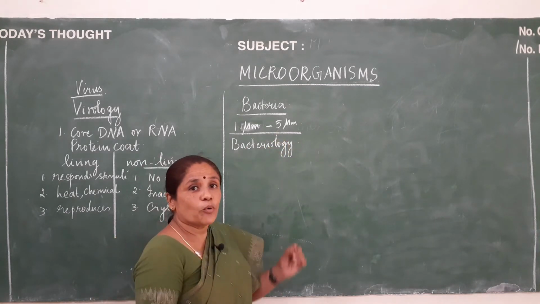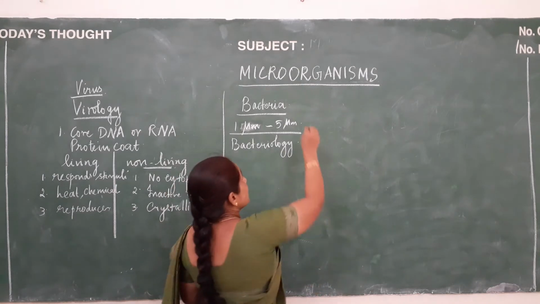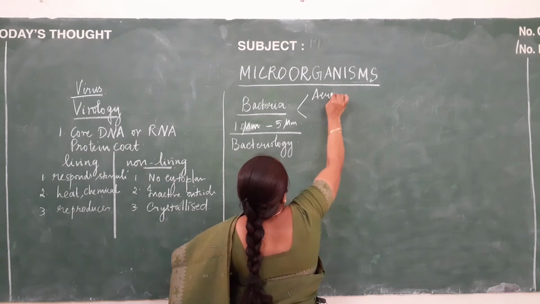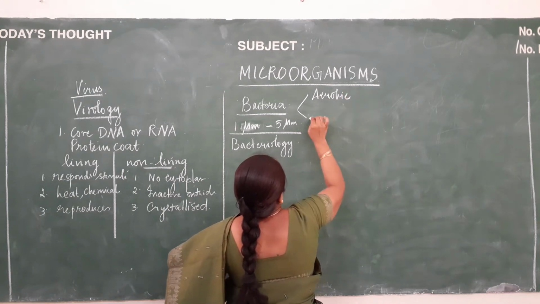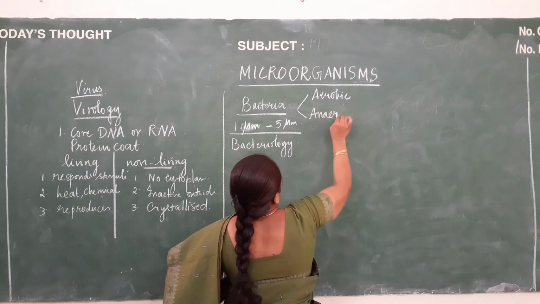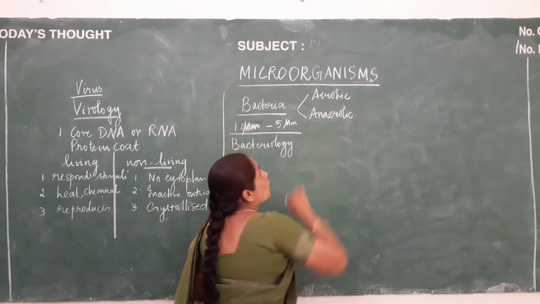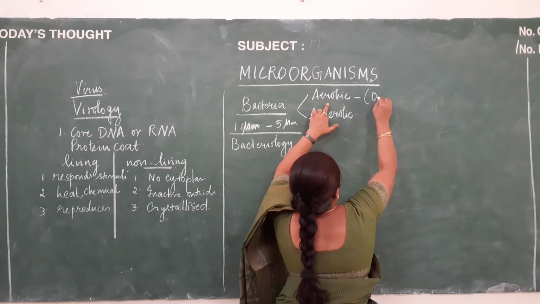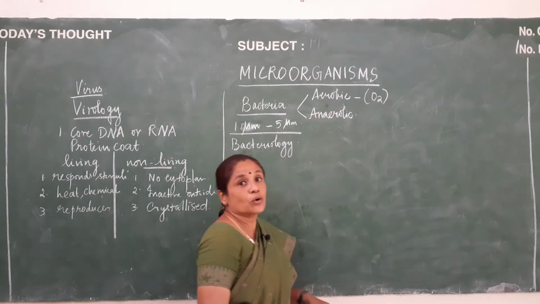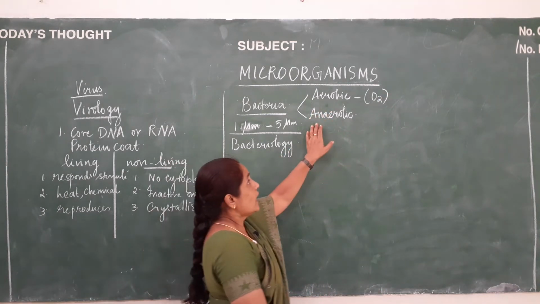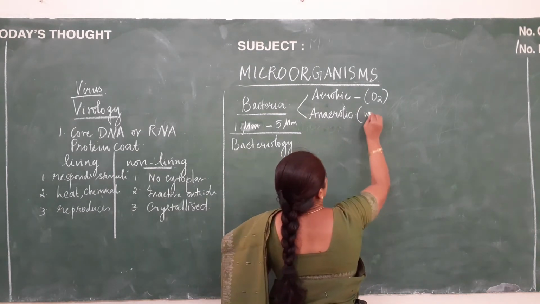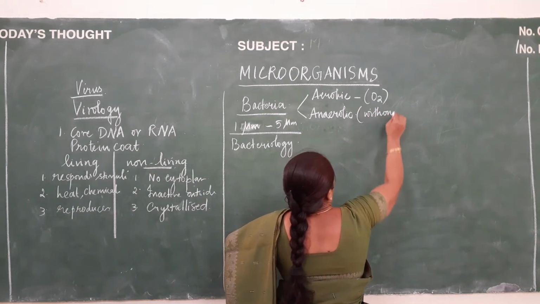And depending upon the modes of respiration, bacteria is classified into two types: aerobic bacteria and anaerobic bacteria. Now what is this aerobic bacteria? Those bacteria which can survive only with the help of oxygen are called aerobic bacteria, and those bacteria which can survive without oxygen, they are called anaerobic bacteria.